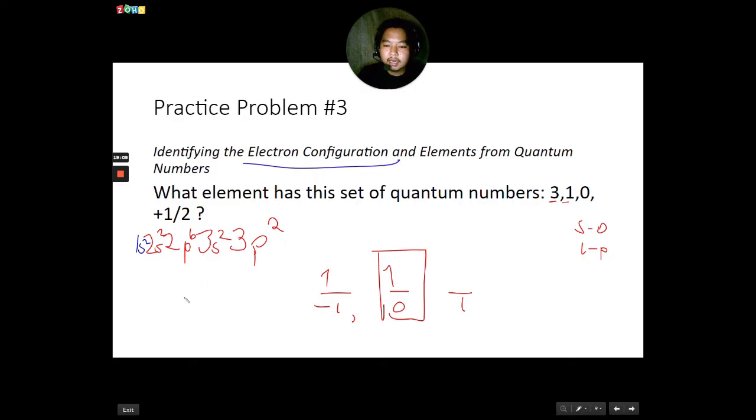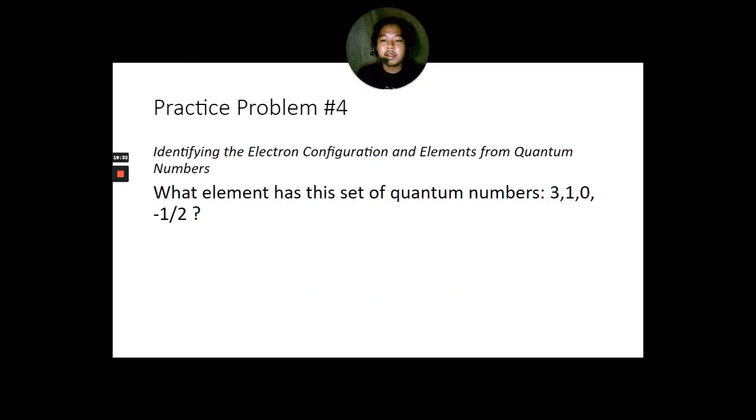So, if I'm asked for the last electron configuration, I can simply write 3p2, or if the whole electron configuration is asked for, I'll be writing this, and the element is silicon, Si. So that's how we identify an element given the set of quantum numbers.